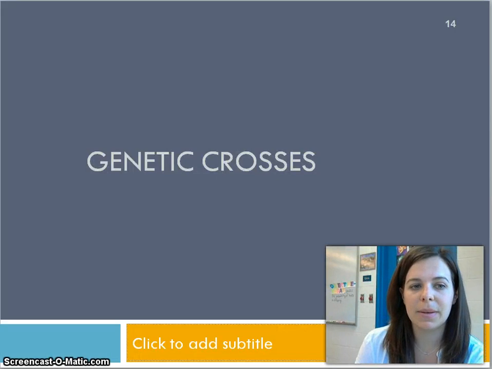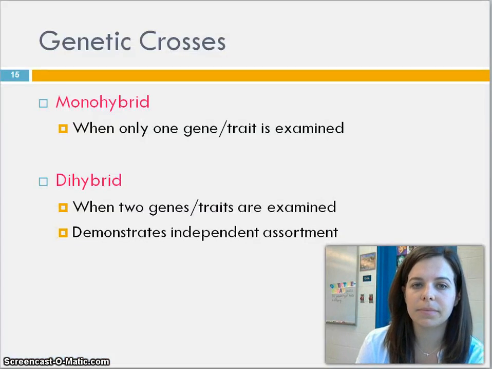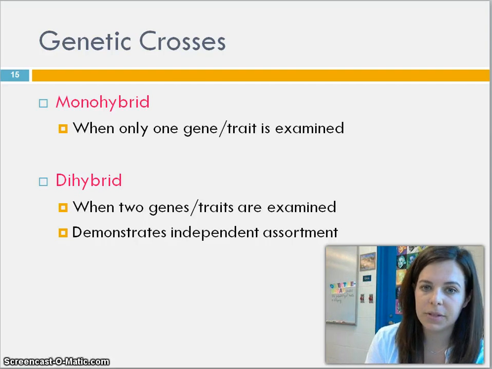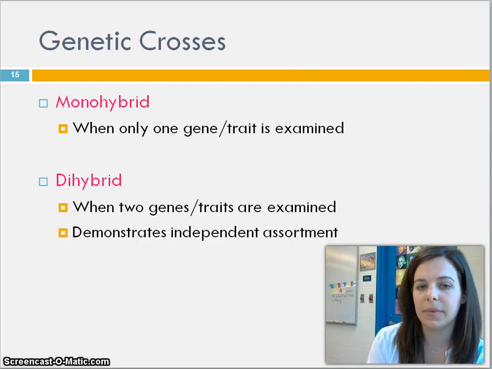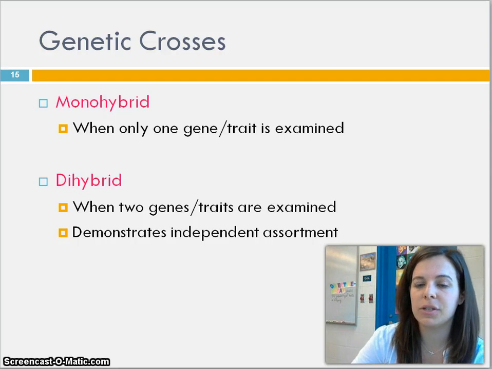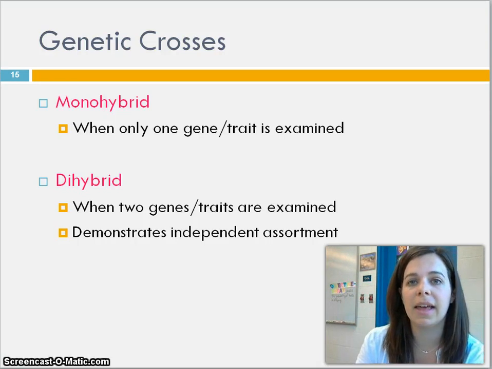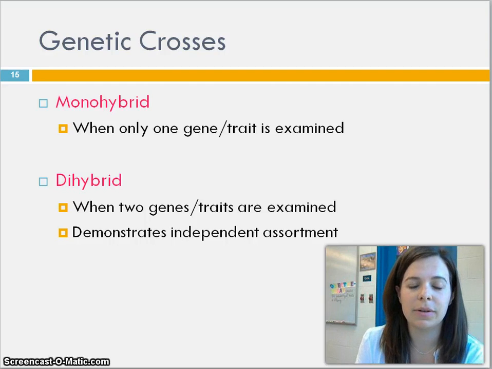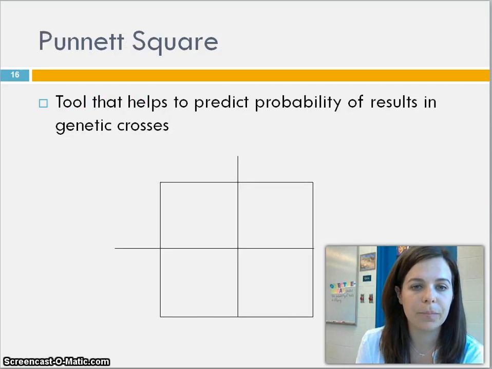So now we're going to practice with some genetic crosses. The first kinds of genetic crosses we're going to look at are called monohybrid crosses. That's when one gene is examined. A dihybrid cross is when two genes are examined, and that demonstrates independent assortment. We could easily get one gene combined with one or another combined with another, and there's the same chance of having either. And I'll show you an example of that if you're confused.